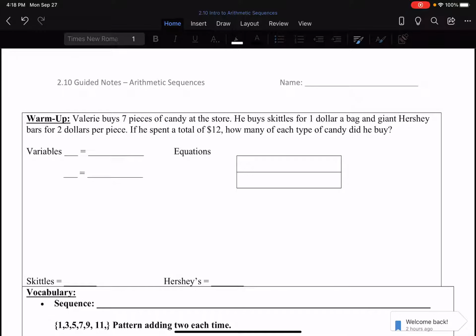Hey guys, so today we're going to be looking at arithmetic sequences. So this is just going to be an introduction into arithmetic sequences. Before we start, we're going to look at today's warm-up.